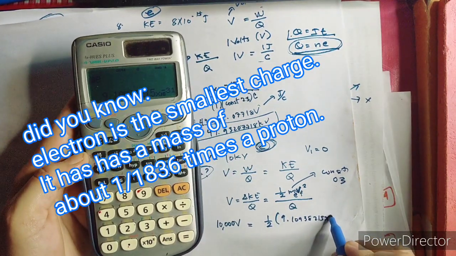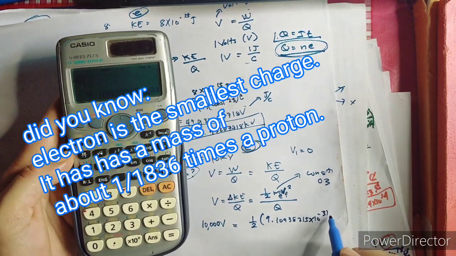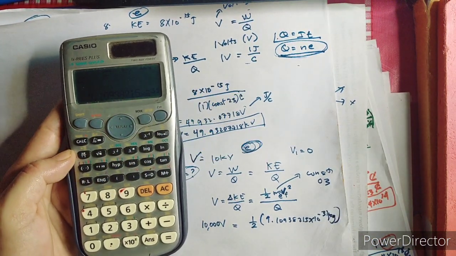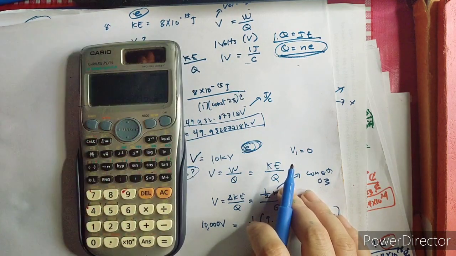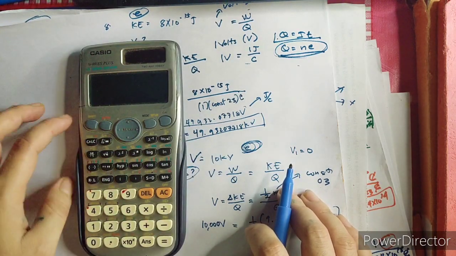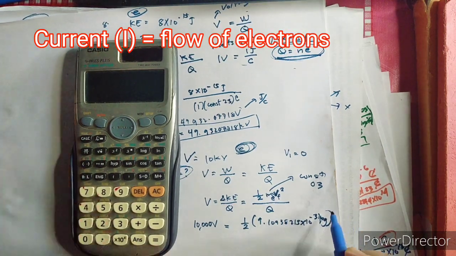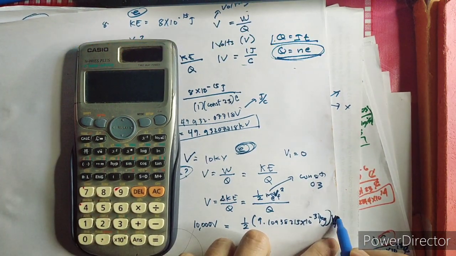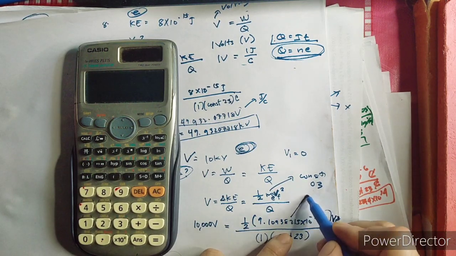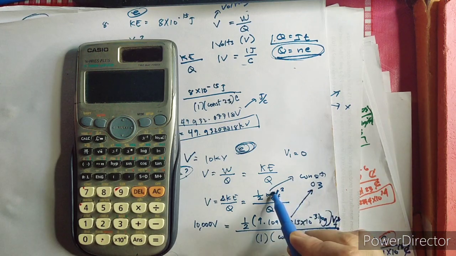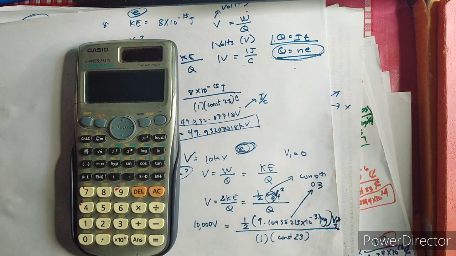9.1093815 times 10 to the negative 31. Siya ang pinakamagaan sa tatlong particle, kaya siya din yung mas madaling mag-flow. Pag nagkaroon ng electron flow, that is electricity na. So, times v squared all over charge. 1 times constant 23. Hindi ko na isusulat yung value ng constant 23 ha. Pwede din hindi isulat yung constant 0.3, basta yun ay mass ng electron.